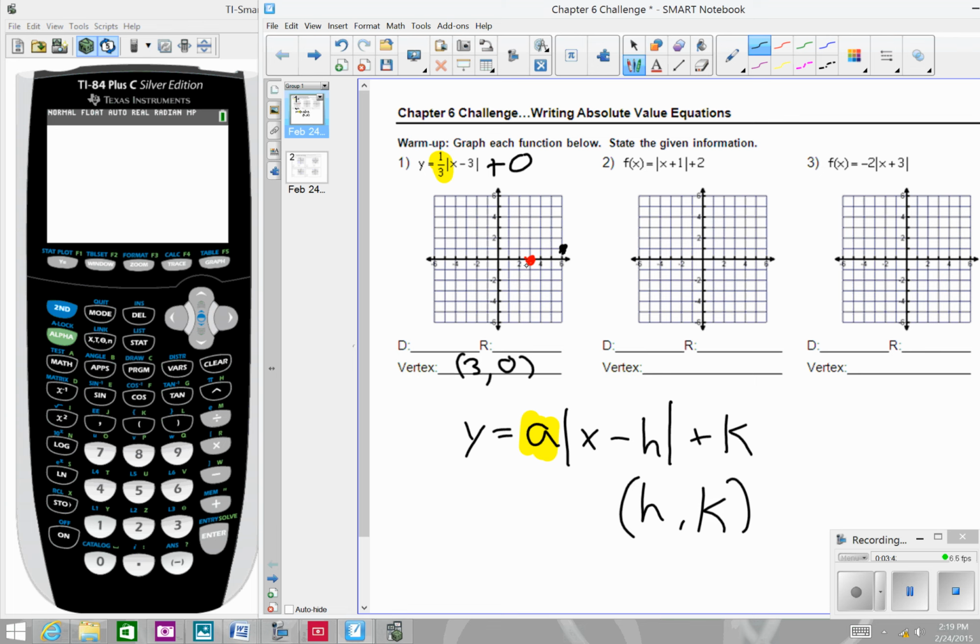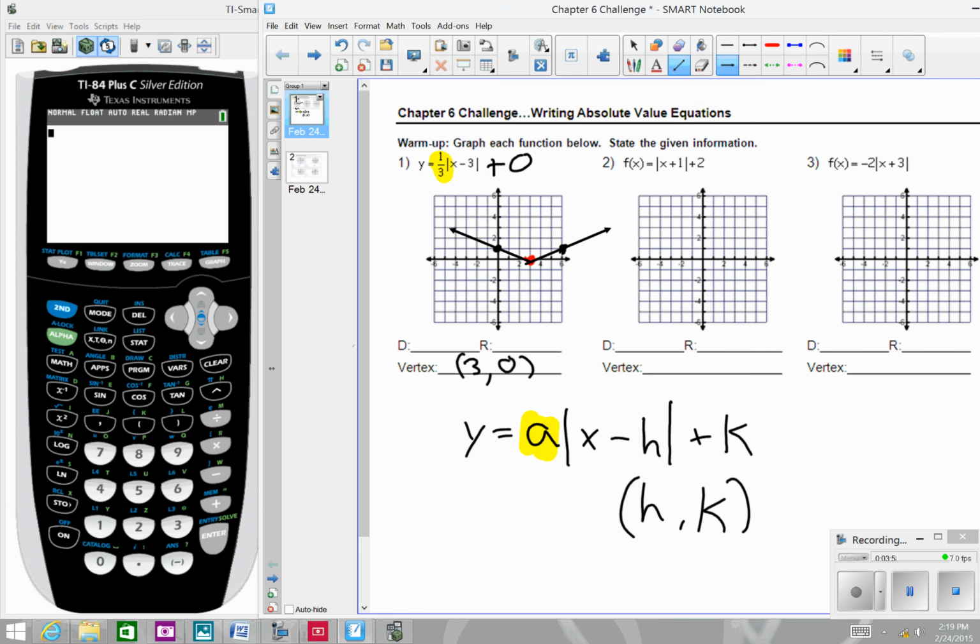And then I'm going to go back to my vertex. I'm going to rise 1, and then run the other way 3. So it's going to be 1, 2, 3. So I'm going to go ahead and graph that line that looks something like that.